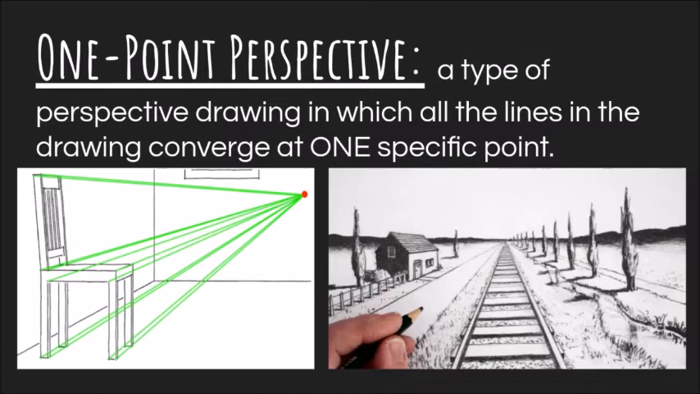And it is simply a way of drawing objects on a flat piece of paper or other drawing surface so that they look three-dimensional and realistic. A lot of times that is our goal as an artist, to learn how to draw things realistically. And one-point perspective is one of those things that really helps with that.